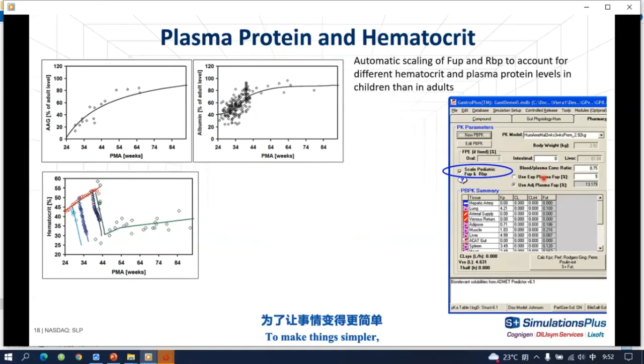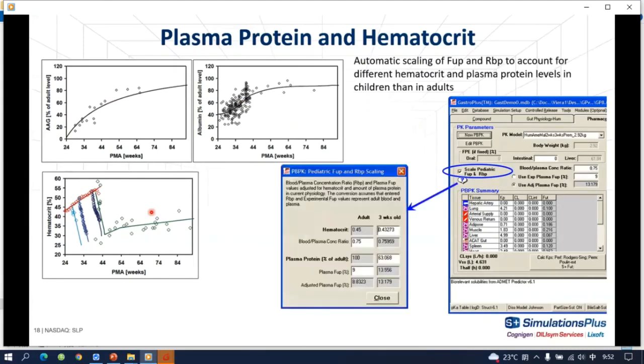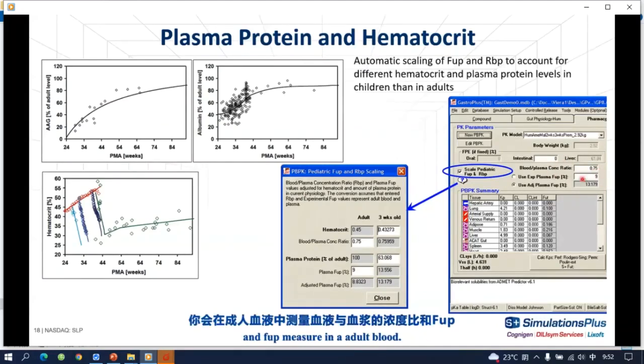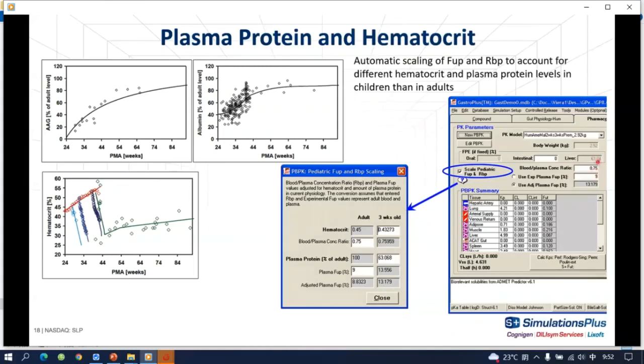So to make things simpler, of course, we incorporated these relationships, and in addition to that, we've also incorporated scaling of FUP and RBP to account for these changes in the protein levels and hematocrit. This is just to make it simpler for you. We assume that more likely you would have the blood to plasma concentration ratio and FUP measured in adult blood. But if we know how the protein levels are changing, how the hematocrit is changing, we can scale it from the adult blood down to the pediatric blood, down to the age that you are trying to simulate. And the program does show you all the details, how that scaling was done.